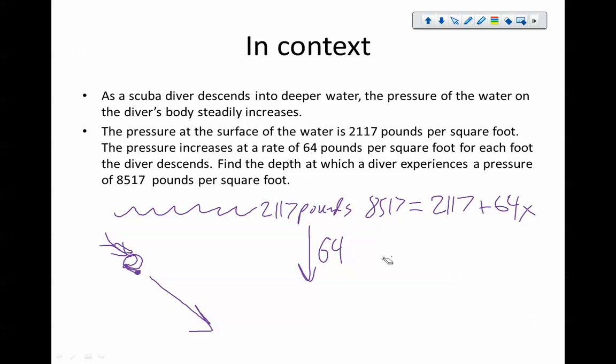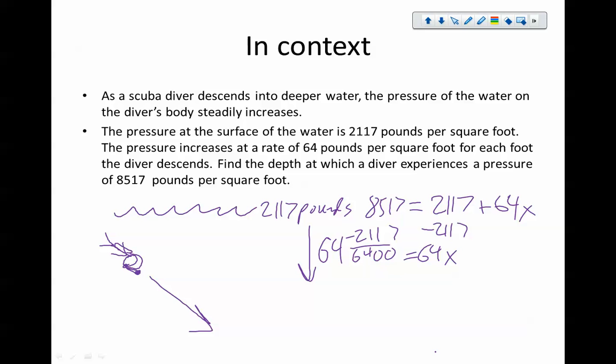That per foot is in the way, so I'm going to erase it. There's our equation, and then let's go ahead and solve it. I'm going to subtract 2,117 from both sides. Can we do that in our heads? I think we can. The 17s match up, so that's going to be 0, 0, which is super nice. And then that's a 4 and a 6, so 6,400.